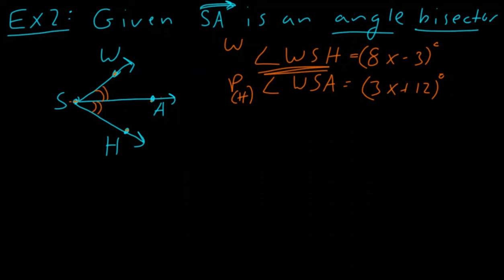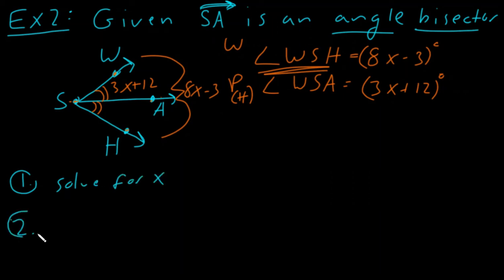Well, let's kind of label this angle the way we should see it. We should see that our whole angle is 8x minus 3. We should see that our top angle is going to be 3x plus 12. And you know what? I didn't write this initially. Let's just say this. 1, I want you to solve for x.